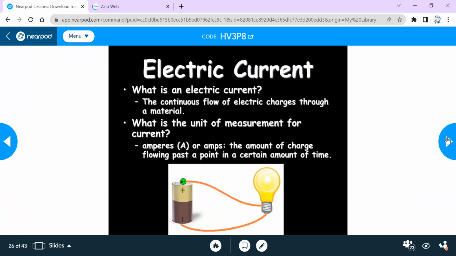So what exactly is an electric current? The electric current basically means the continuous flow of electric charge through a material. As long as this particular material allows the flow of the electric charges, it is called electric current. How do we measure current? We use the SI unit called ampere, A or amps, which is used to calculate the amount of charge flowing past a point in a certain amount of time.